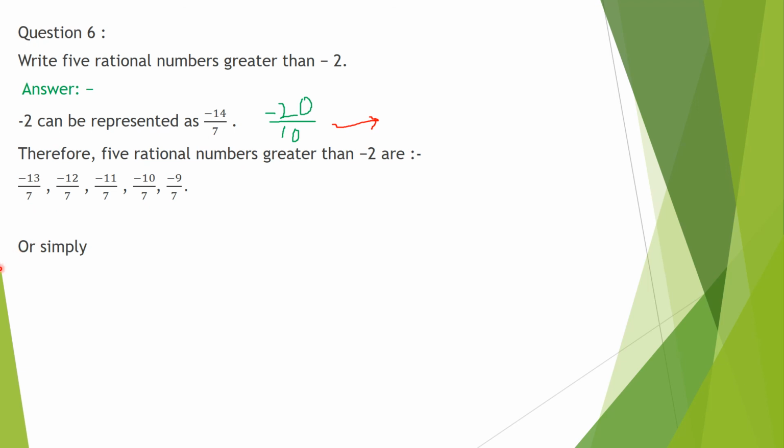Or simply you can write any number bigger than minus 2. Whatever would be on the right hand side of this would be minus 1, 0, 1, 2, 3. Five rational numbers greater than minus 2 are minus 1, 0, 1, 2, 3, and so on. But he wants 5, so we have written only 5. I hope this is clear to you well. In your notebook, you can write any one of these three parts. And if you are representing both, then please make a box on this, or better word is another way, another method.